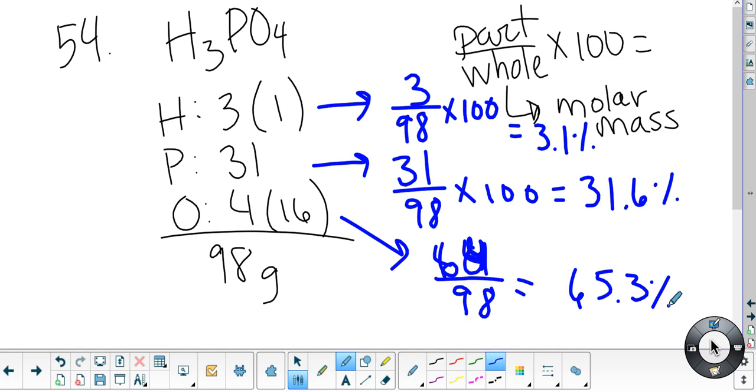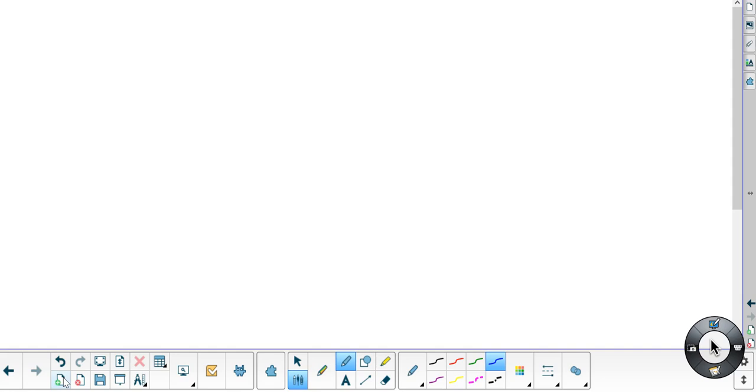Okay? Questions with that? You got it? It's always the part over the whole times 100. So first thing you would need to do is calculate the molar mass. That'll get you started. Then you've done all the work. You just have to put it in its pieces. Okay? So then the next one is empirical formula.